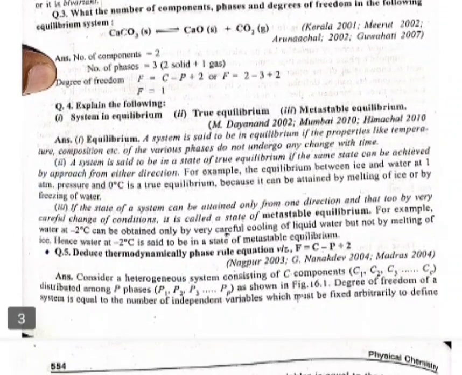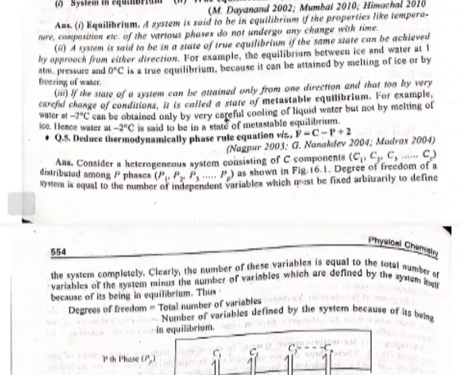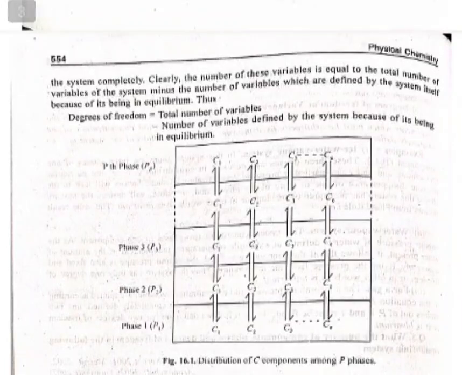Let's deduce the thermodynamic phase rule equation. Consider a heterogeneous system of C components, C1, C2, C3, distributed among P phases, P1, P2, P3, as shown in the figure. Degree of freedom of a system is equal to the number of independent variables that must be specified to define the system completely. The number of these variables is equal to the total number of variables of the system minus the number of variables which are fixed by the system itself because of its being in equilibrium. Thus, degree of freedom is the total number of variables minus the number of variables fixed by the system because of its being in equilibrium.